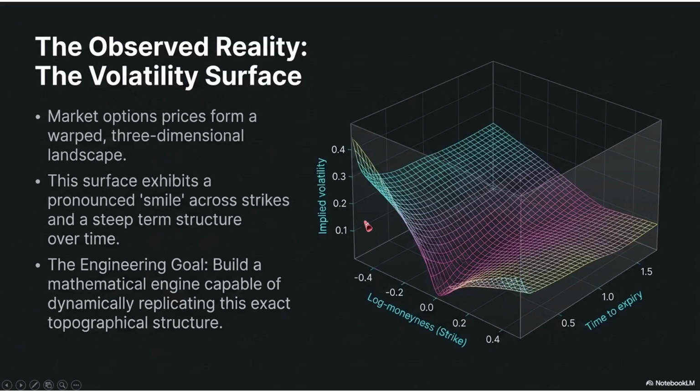Let's begin with the observed reality, the volatility surface. Market option prices form a three-dimensional landscape rather than a flat plane. This surface exhibits a pronounced smile across strikes, and a steep term structure over time. Our primary engineering goal today is to build the mathematical engine capable of dynamically replicating this exact structure.